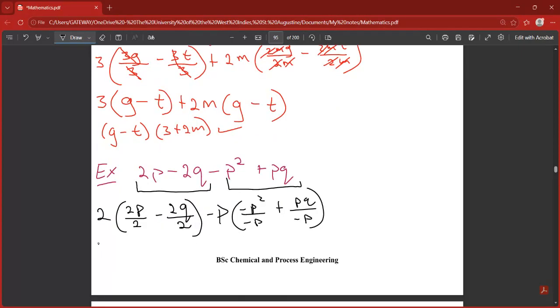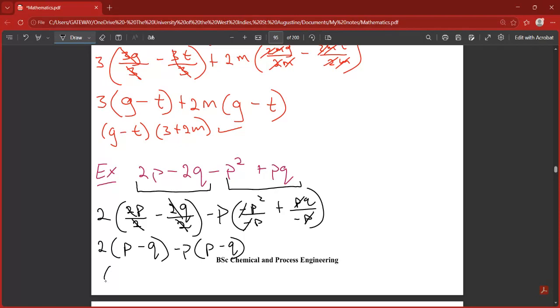So put back 2, open bracket. 2p divided by 2, the 2 cancel off, remain with p, then the minus sign, 2q divided by 2, the 2 cancel off, remain with q, close bracket. Put your minus p, open bracket. Negative p squared divided by negative p, the negative sign cancel off, p squared divided by p is just p. Pq divided by negative p, the p cancel off, remain with negative q, close bracket.